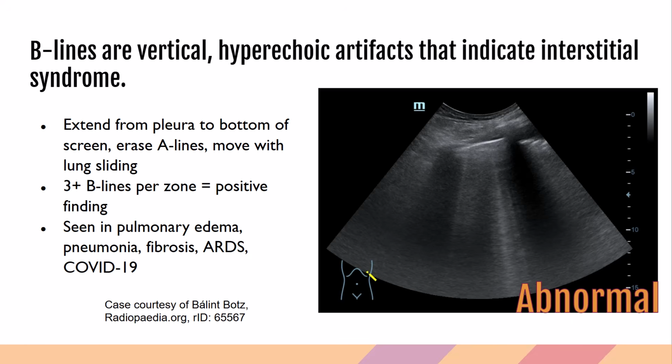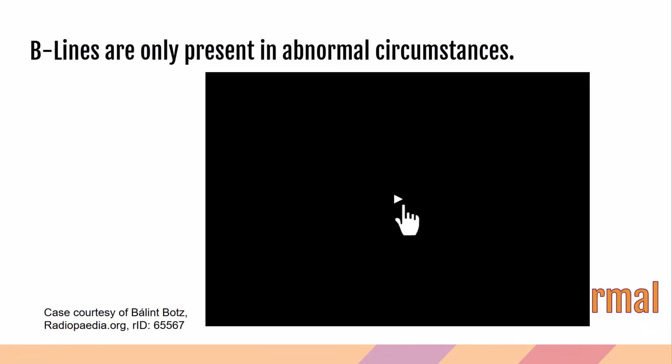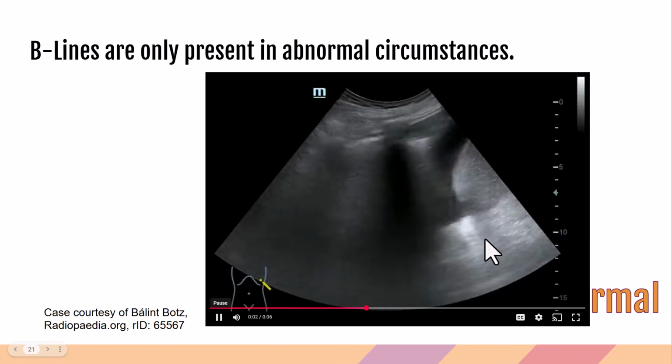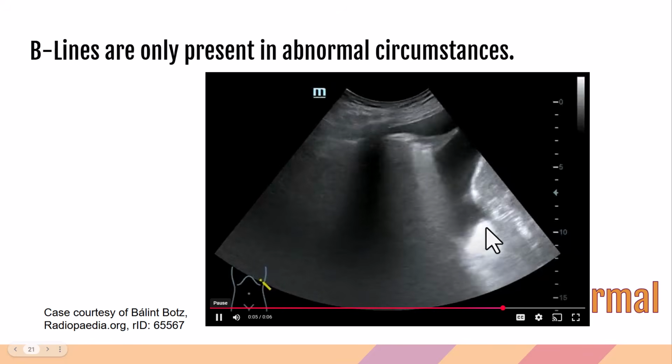It's not abnormal to see maybe one or two in certain areas of the lung, but if we see any more than three, that is considered a positive finding for lung pathology. Oftentimes we're going to see them appear in cases of pulmonary edema, interstitial fibrosis, pneumonia, COVID-19, but whenever they are there, there's usually some sort of disruption to how the lung is functioning. So again, B lines really are typically only present when something is abnormal with the lung.